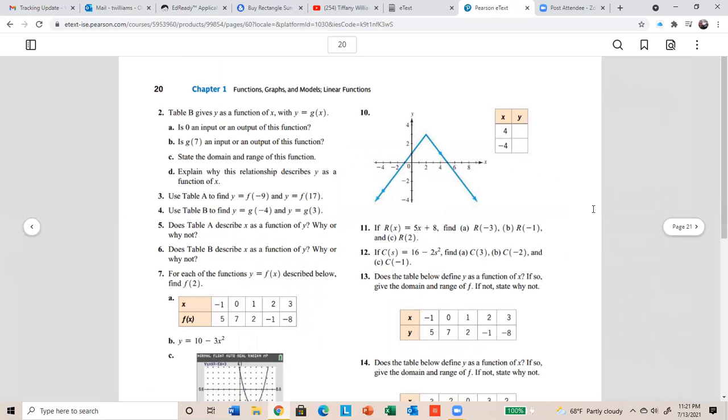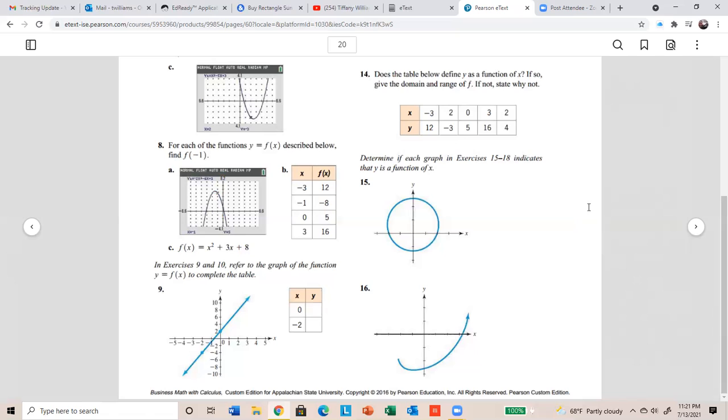I love the vertical line test. It is one of the nicest things you're going to do in this class. Basically, what happens is if they give you a graph, to check it, you just kind of slap a vertical line on it. If it only hits in one spot, it's a function. If it hits in more than one spot, it's not a function. So let's look at number 15 here.